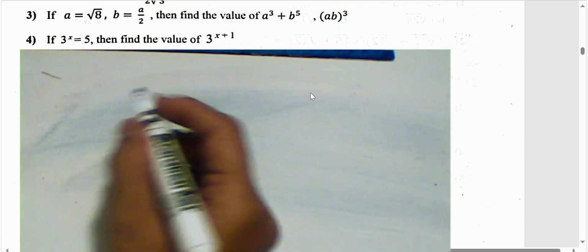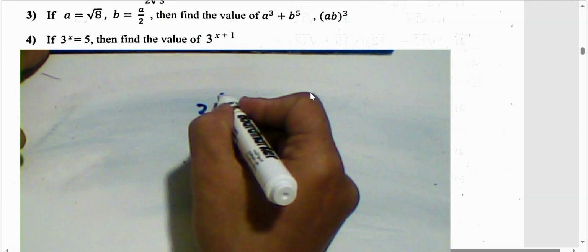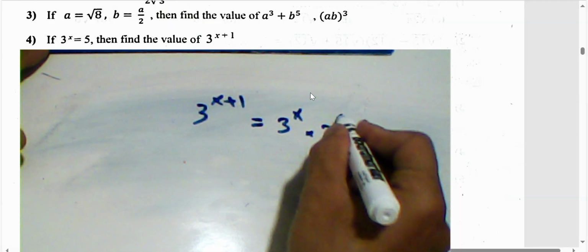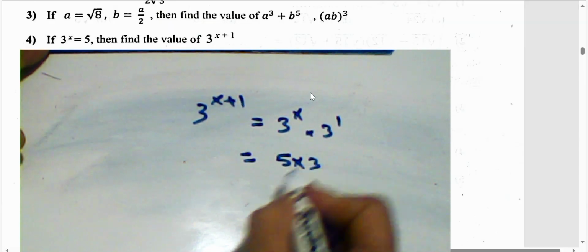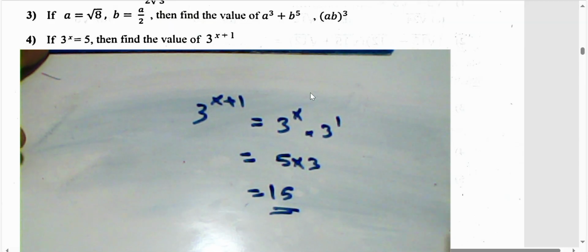Next question. If 3 power x equals 5, then find the value of 3 power x plus 1. We can write 3 power x product by 3 power 1. 3 power x, we are given this information here, is 5. 5 product by 3 equals 15. Then the answer here will be 15. Next question.